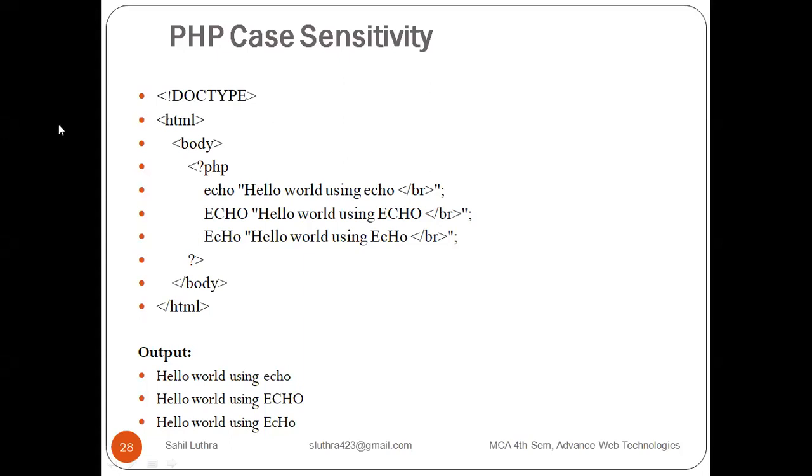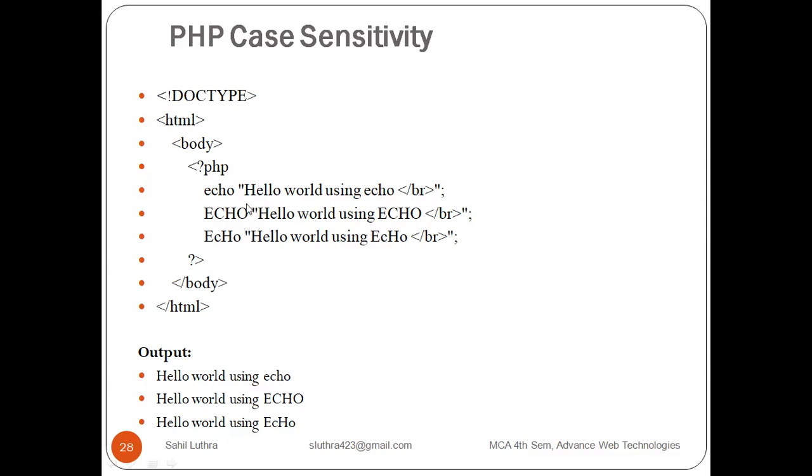After that, the next thing is that here we have embedded our HTML code with the help of PHP. So first of all, HTML, after that the body tag, after that less than question mark PHP, and after that echo. Here we use echo to print something on the screen. So hello world using echo. After that a break tag, and on the second line we have used capital ECHO. So I previously told you that functions are not case sensitive in PHP. Only the variables are case sensitive in PHP.